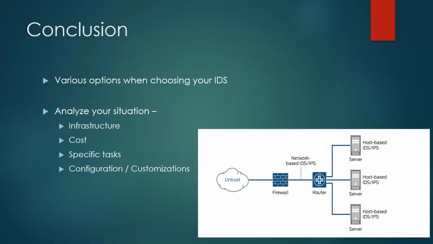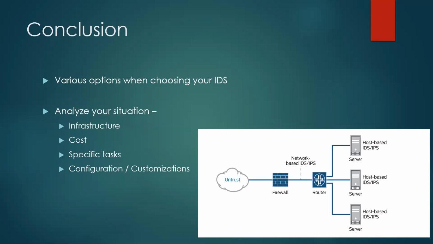As you know by now, there are various options when choosing an intrusion detection system. In order to choose the best setup for your network, you should analyze items such as how large your infrastructure is, the potential costs, if your detection system will need to perform specific tasks, the amount of initial configuration, or if you'd like to customize your alerts. All of this can play into which IDS is best for you.